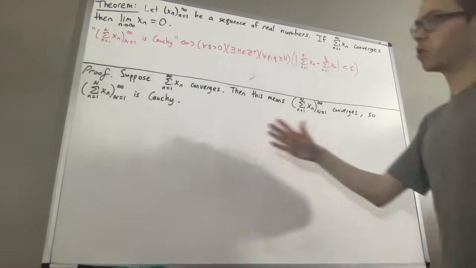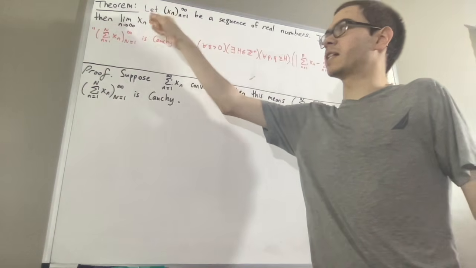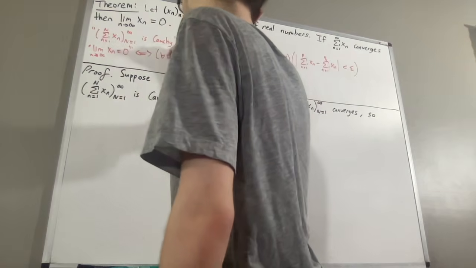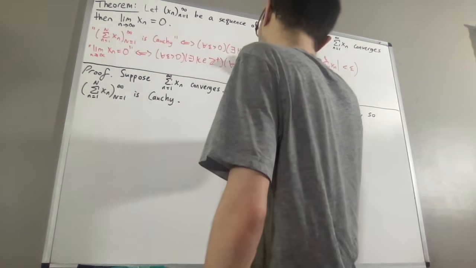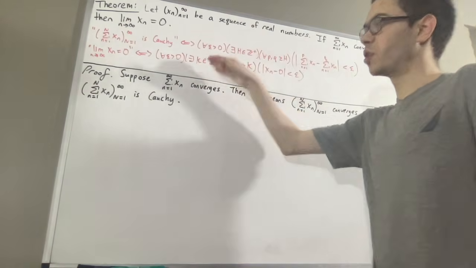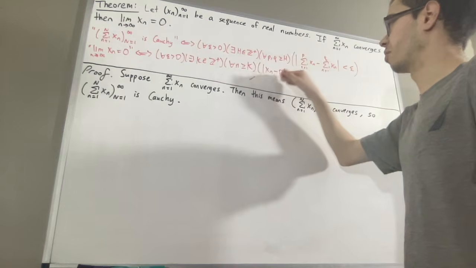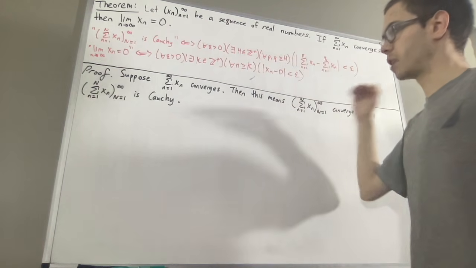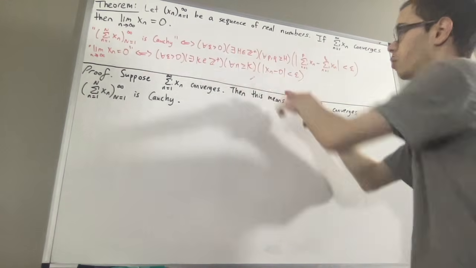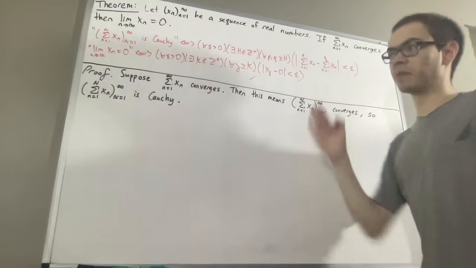Now remember, our whole goal is to prove that the sequence of xn's converges to 0. And by definition of the limit of a sequence, to say that the sequence of xn's converges to 0 means for every epsilon greater than 0, there exists a positive integer k, such that for every n greater than or equal to k, the absolute value of xn minus 0 is less than epsilon. Now, for notational purposes, we're going to change the variable n here to j. It doesn't matter if we do that. It still means the same thing.